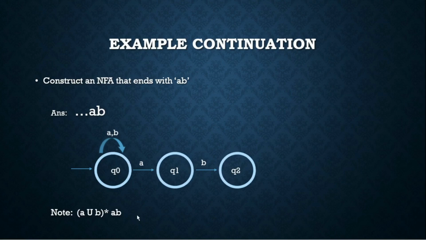Now, this is also written in regex form: (A union B) star. This star means 0 or more times, meaning A or B can appear 0 or more times before this AB. Then the language here, as you can predict, this AB should be accepted by this automata because it is ending with what? An AB. So now let's see the transition tree for this particular automata.